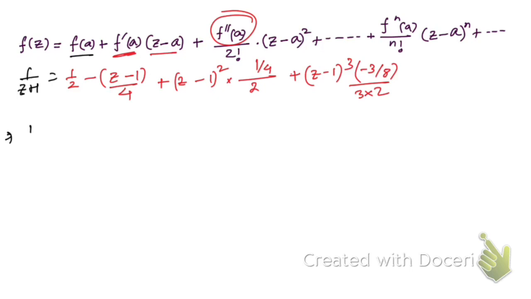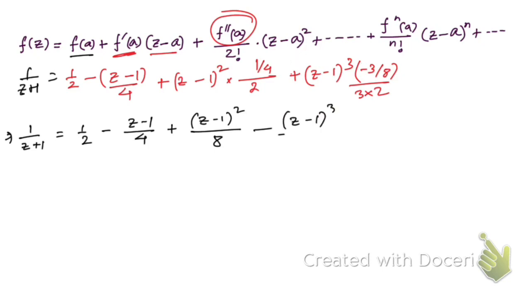So it can be written this way, 1 by 2 minus (z minus 1) by 4, then plus (z minus 1) whole square by, if you multiply these two, then it's going to be 8, then again minus, because there is minus, this is plus, so minus we have got. So (z minus 1) whole cube divided by, here these three cancel, so we have got here 16, right, and plus dot dot dot and so on. So this is the required series. So this is our answer. Hope you have understood this. Now let's move on to the next question.